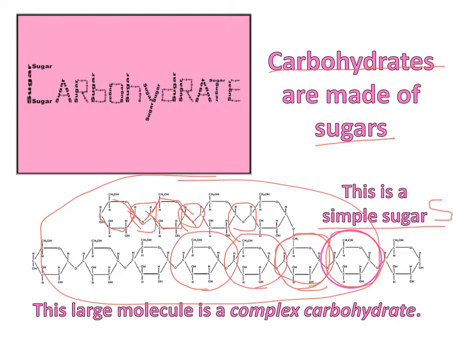So just remember, carbohydrates are made from simple sugars that are joined together just like links in a chain. So every link is the monomer. So here in carbohydrate, that's a sugar. And the whole entire chain is the polymer. So now we're looking at that whole large molecule, and that makes up a carbohydrate.